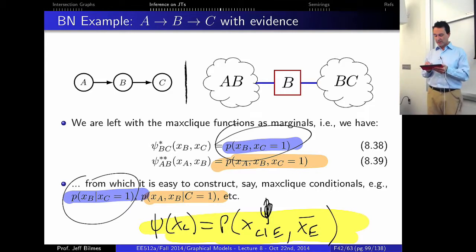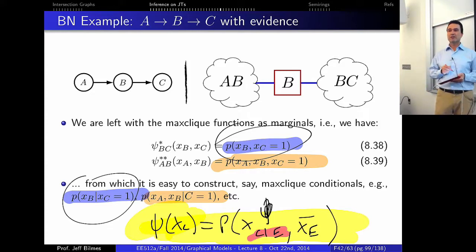So remember, this is not a function of any of the evidence variables. The evidence is just a constant. So you can't touch these things for variables that are involved in the evidence. That's not there. So it's really only a function of the residual variables that are not in the evidence, namely C except for E. And that's true for all cliques.